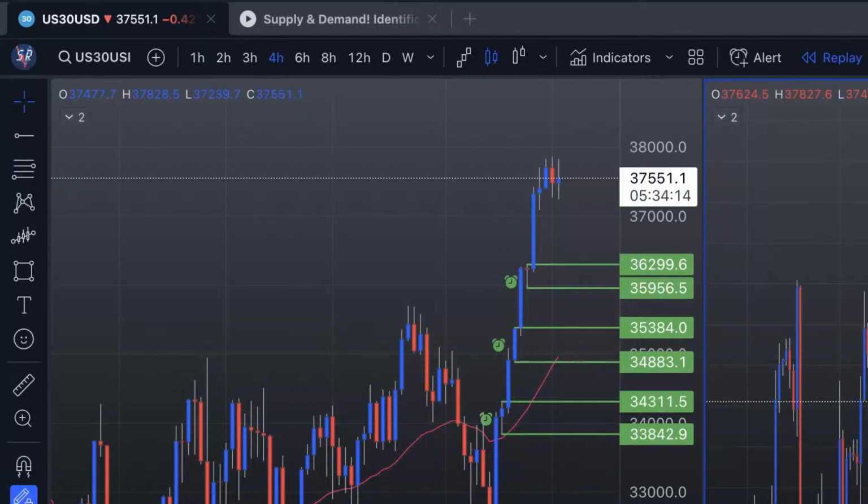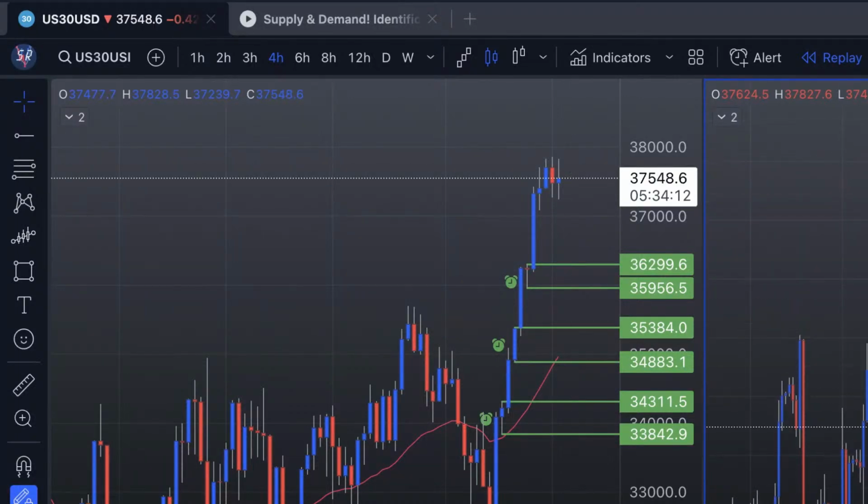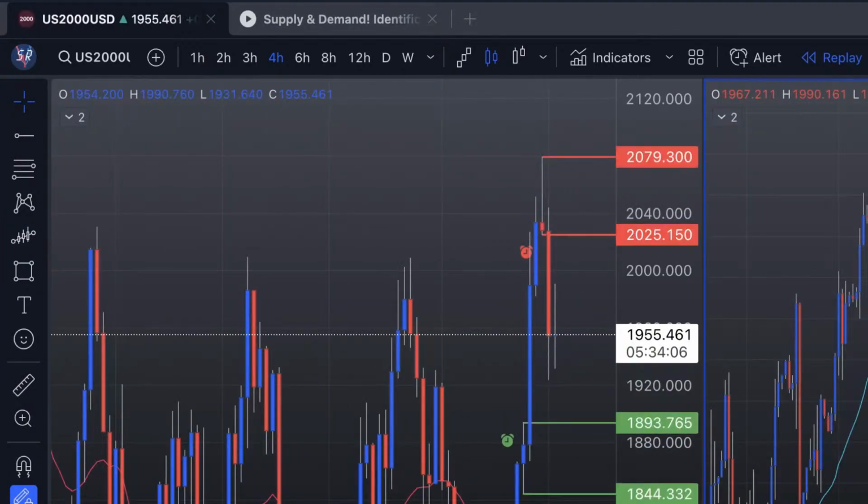Okay, Dow, again, moving sideways. Let's see. It's going to be the same story with most of the equities.